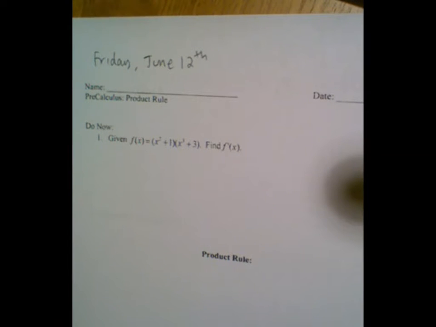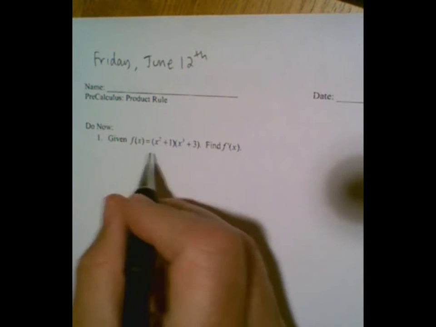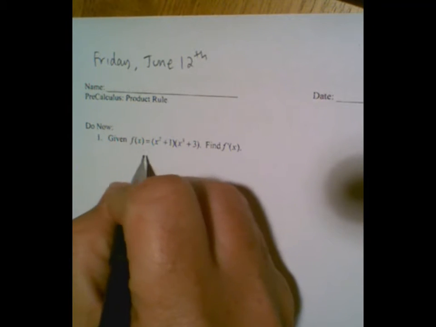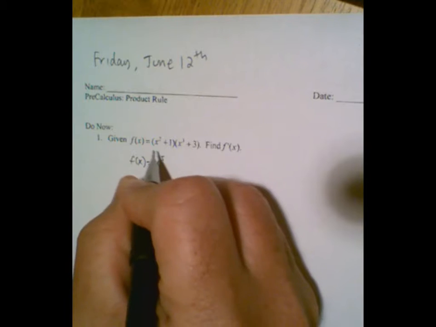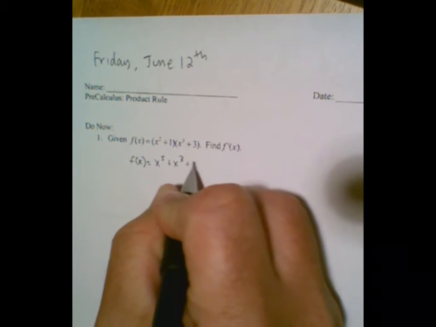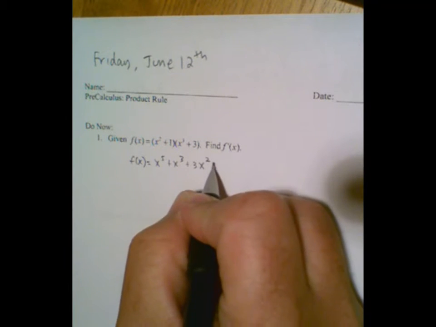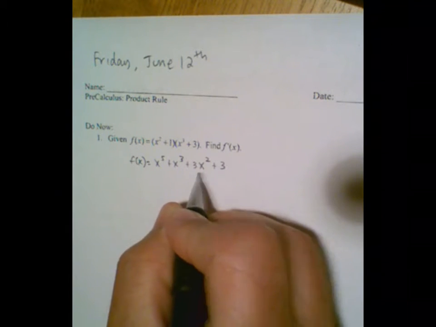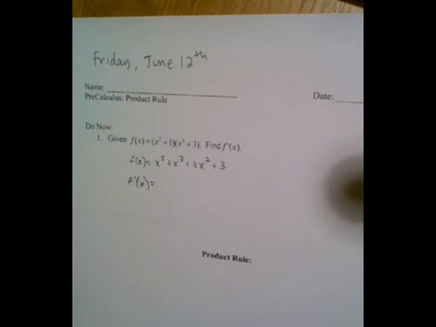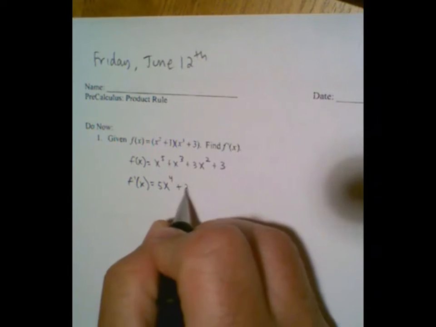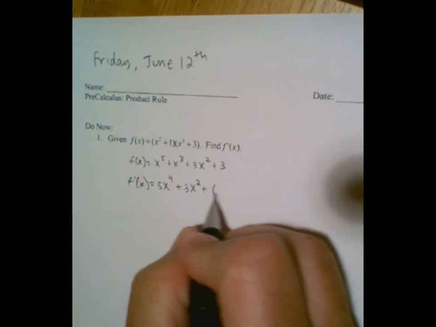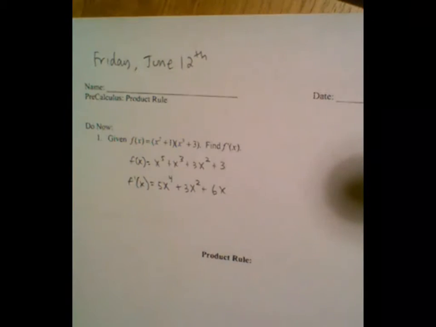So, for the do now, I actually taught you the product rule on one example. I showed you it, but I didn't really do a lot of it. So, if we wanted to find the derivative here, before we worked on the product rule, we would just multiply this out first, and we would get x to the fifth plus x cubed plus 3x squared plus 3. And then when we wanted the derivative, we would say, okay, x to the fifth becomes 5x to the fourth. X cubed becomes 3x squared. 3x squared becomes 6x. And then the 3 drops out.